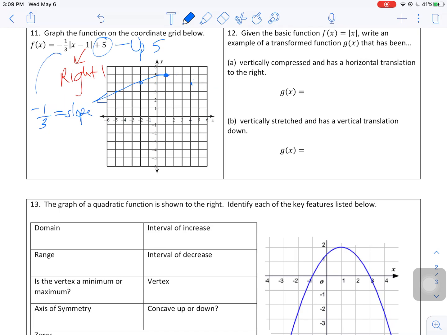Ooh, that last one's really off. So kind of like that. Ooh, I don't know why I can't draw that better. Decent enough. So it's supposed to be a v. Mine looks a little funky.